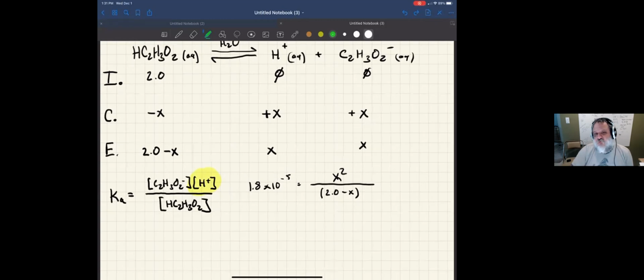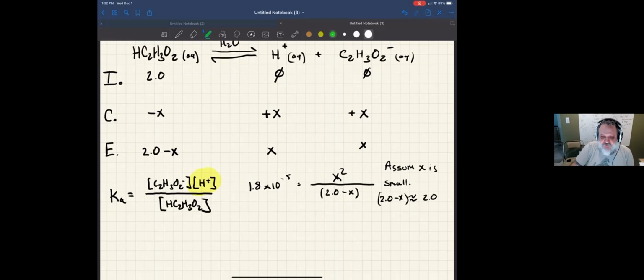But you can also do a shortcut, and you'll want to apply this shortcut most every time you can. And if you can't, then yeah, you're going to have to go ahead and use a solver or do the quadratic equation. But here, let's assume that X is small. How small do we want to assume X is? We want to assume that X is so small that when I subtract X from 2, I essentially get 2.